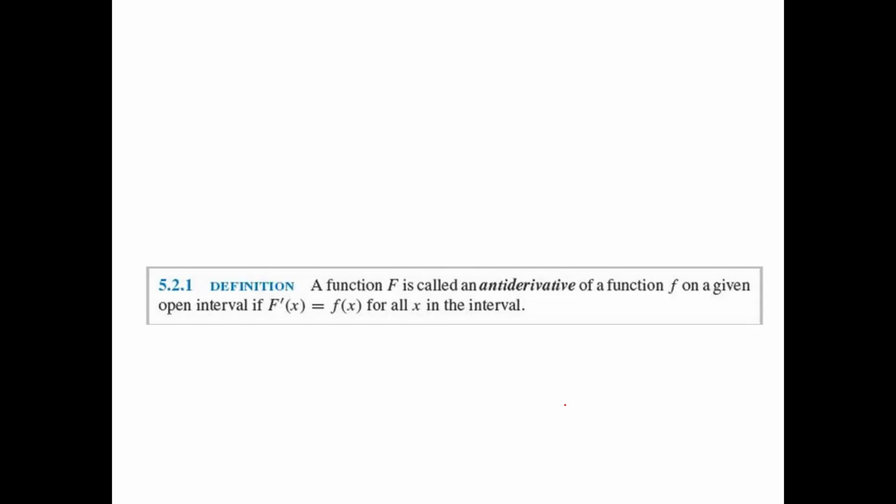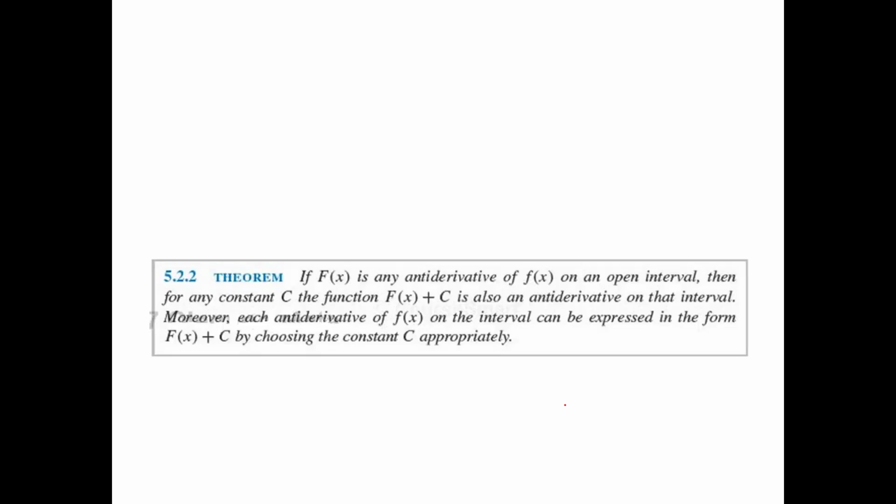So some vocabulary. A function F is called an antiderivative of a function little f on a given open interval if F prime of x is equal to f of x for all x in the interval. So an antiderivative is just a function that gives you the derivative of the function you were given. Right? So that's all an antiderivative is. Now, one of the common questions is, well, is it unique? Is there more than one antiderivative? And it turns out that there is more than one, but they all kind of look the same.